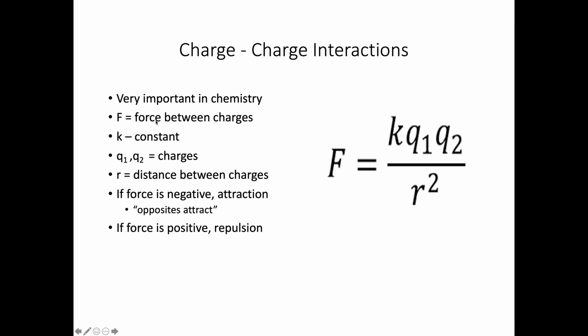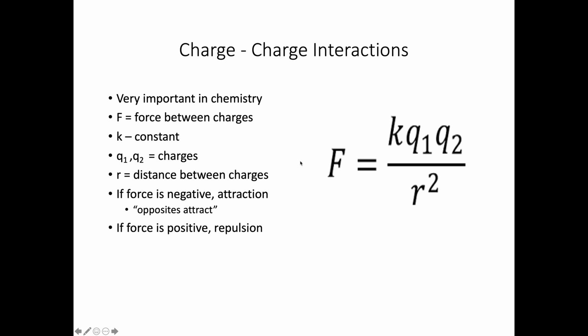And you actually knew this, you just didn't know it was called this. So let me tell you what these symbols are. F is the force between the charges, and a force is a push or a pull. K is a constant, who cares, it's a number. Q1 and Q2 are the charges, so it could be +1, -1. It could be +3, -2. It could be +2, +5. It could be -3, -6. Doesn't matter what the charges are. And then R is the distance between them.